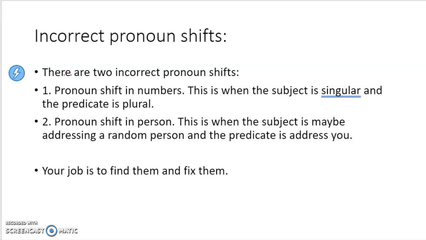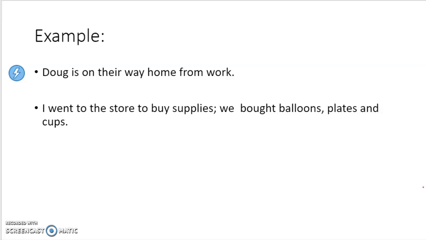So let's look at some examples. Doug is on their way from home. Okay, so we are talking about our pronoun that is incorrect, their. Their is referring to Doug. Doug is just one person, so that is singular, and their refers to a group of people, which is plural. So we need to fix that.